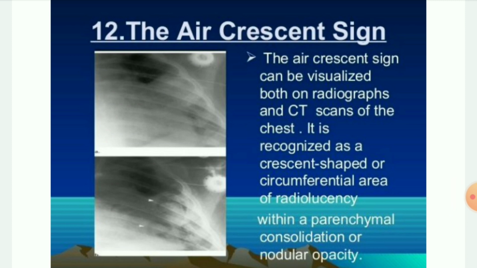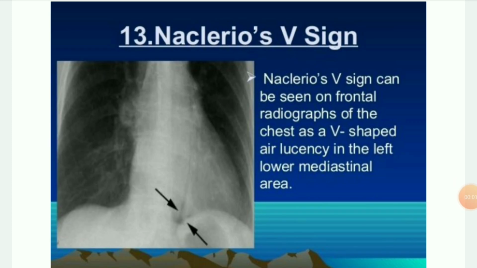During the neutropenic period, CT may demonstrate areas of ground glass attenuation surrounding these nodular opacities. Termed the CT halo sign, this represents pulmonary hemorrhage, and in the correct clinical setting, it is highly specific for invasive aspergillosis. Next sign is Naclerio's V sign.